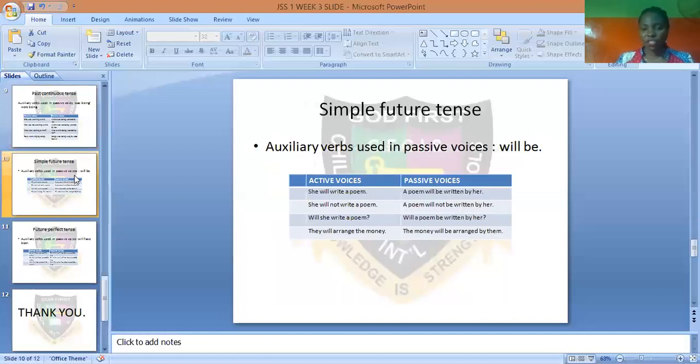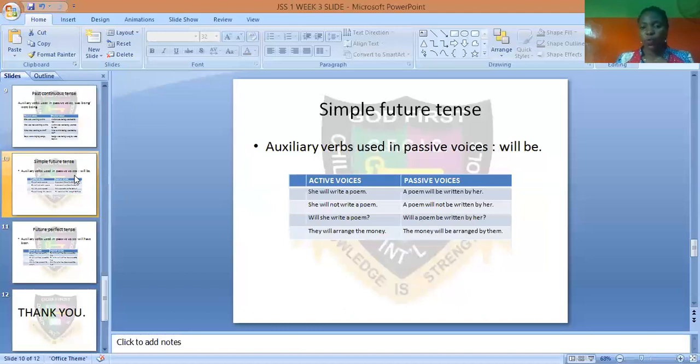The simple future tense. Auxiliary verbs used in passive voice are will be. This is the future tense. The first example: she will write a poem. A poem will be written by her.